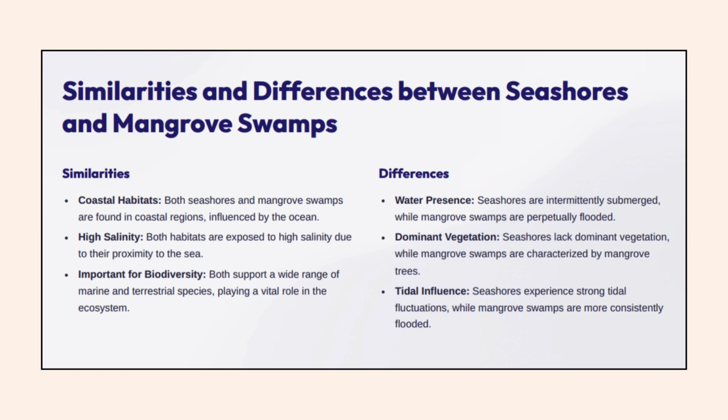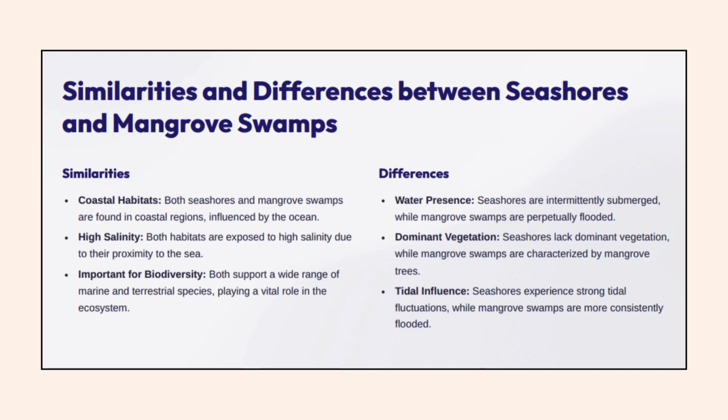High salinity, so mataas yung level ng salt doon sa kanilang water. Both habitats are exposed to high salinity due to their proximity to the sea. So dahil malapit sila sa dagat, so mas mataas yung chance talaga na mataas yung salinity level ng tubig dito. And of course, both are important for biodiversity. Both support a wide range of marine and terrestrial species, playing a vital role in the ecosystem.